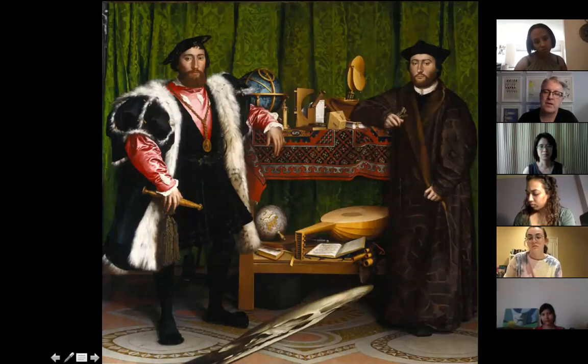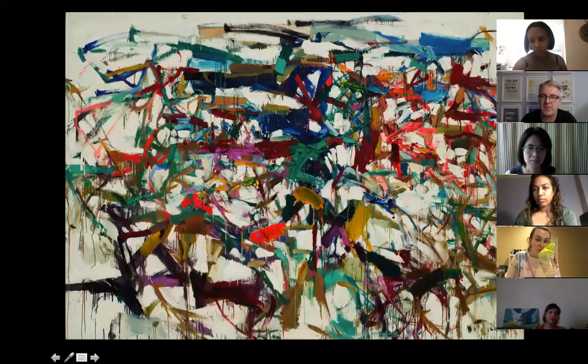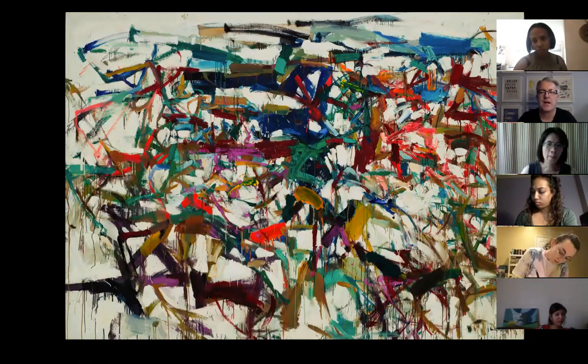But the main point is what we're studying in this class is not just intended to lead to this kind of painting. So we could take a much later painting. So I mentioned earlier that this was by an artist named Joan Mitchell. And this was painted in 1957.